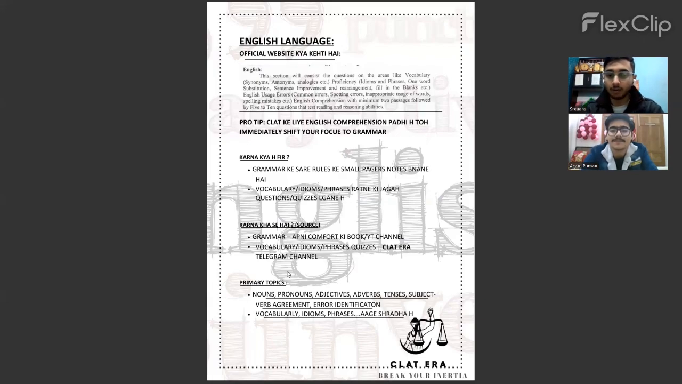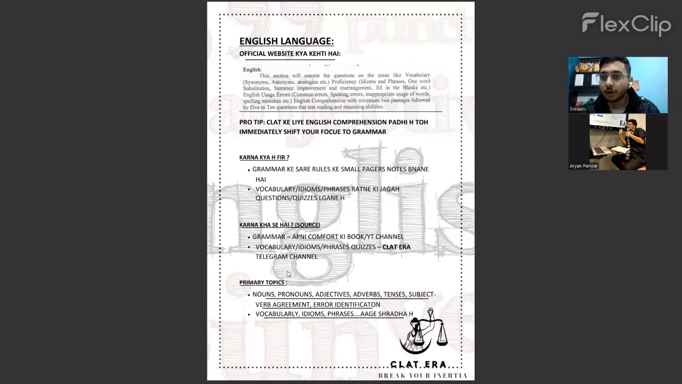And now, which primary topics do we need to cover in grammar? Nouns, pronouns, adjectives, adverbs, tenses, subject verb agreement, error identification. In this also, my advice would be to please start from the subject verb agreement part, as it is a bigger and lengthier topic. So cover that first, you will get a kind of confidence, and after that you can move further with other things. Vocabulary, idioms, phrases: practice as many quizzes as you can. Now that's all for the English language section. We will move to our next section.